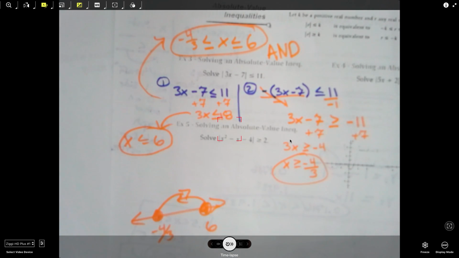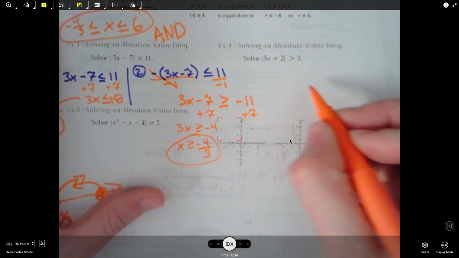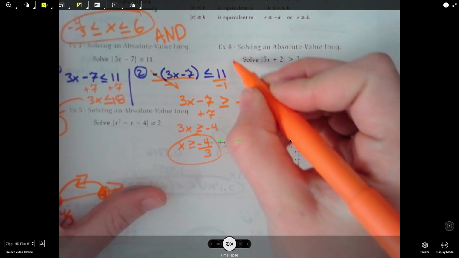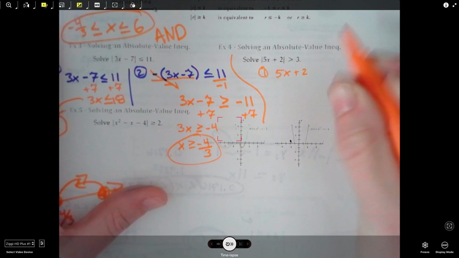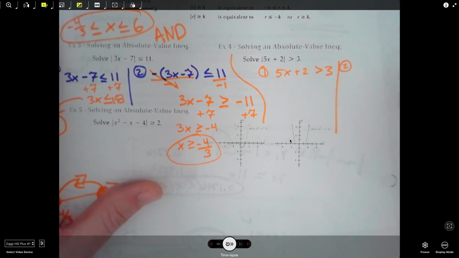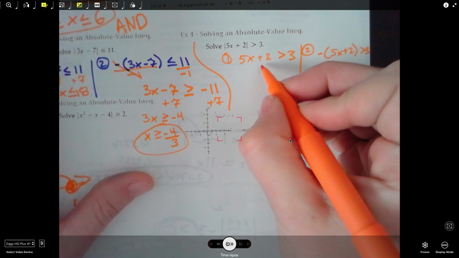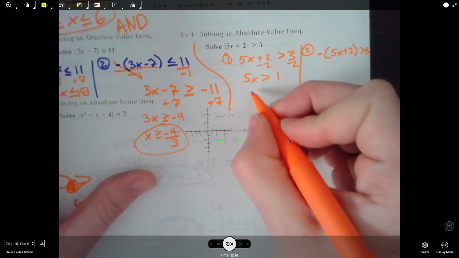Okay? Now this one, solving an absolute value inequality here, we've got two cases. Again, first case, 5x plus 2 is greater than 3. Just drop the absolute values. Over here, negative 5x plus 2 is greater than 3. Okay? Subtract the 2. 5x is greater than 1. X is greater than 1/5.